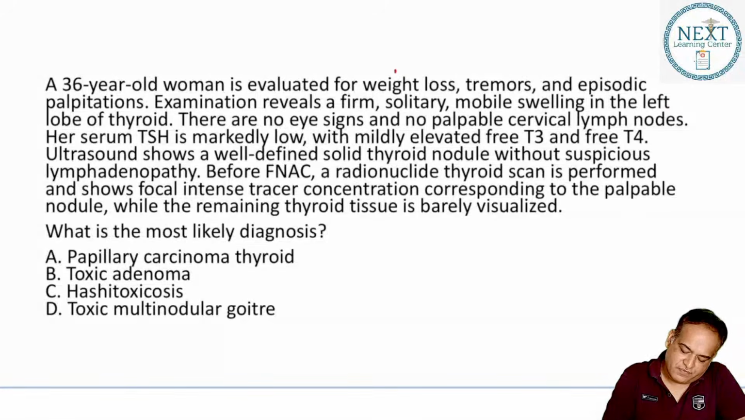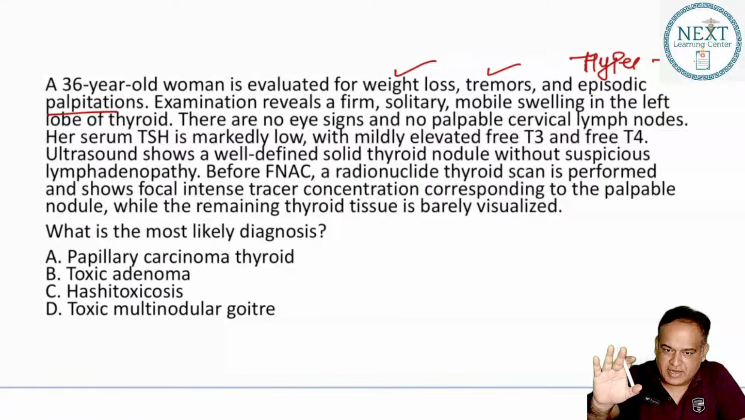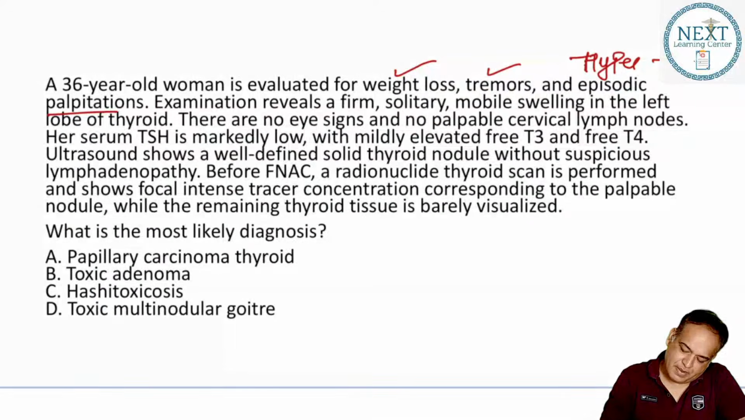A 36-year-old woman is evaluated for weight loss, tremors, episodic palpitation, all signs of hyperthyroidism. There is no eye sign, that means it is not Graves disease. No palpable lymph node, that means it is not cancer. Her serum TSH is low, with mildly elevated T3 and T4. Ultrasound shows a well-defined solitary thyroid nodule. No lymphadenopathy. Radionuclide scan shows focal intense uptake. Focal means at one point.